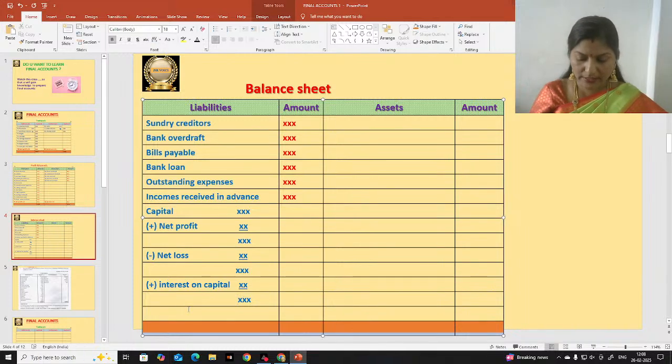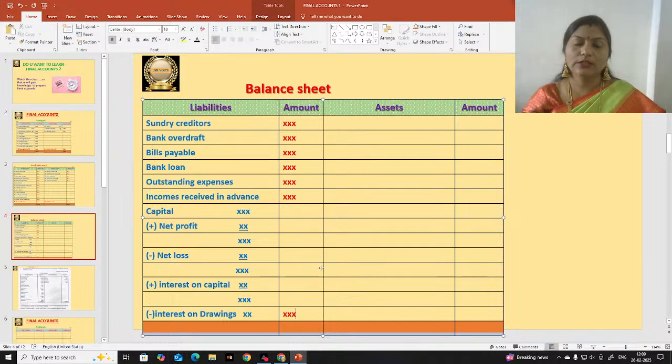Next, interest on drawings. If interest on drawings is given in any question, we have to deduct it. Interest on drawings we should always deduct from capital. Whatever value we get after deducting will be recorded in the amount column.